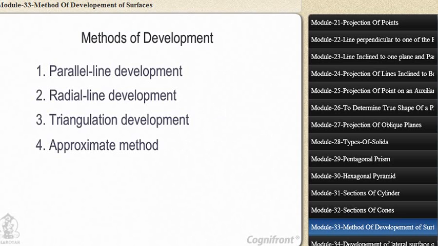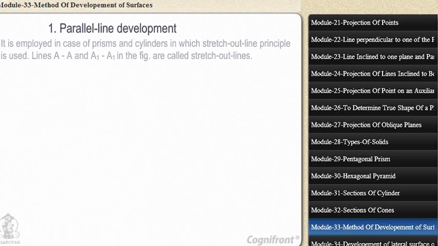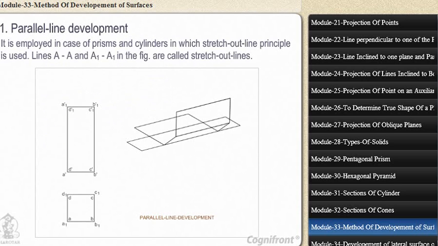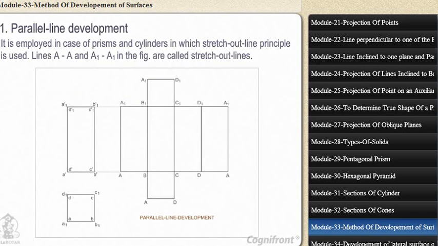Methods of development of surfaces. The following are the principal methods of development of surfaces. 1. Parallel line development. It is employed in case of prisms and cylinders in which stretch out line principle is used. Lines AA and A1A1 in the figure are called the stretch out lines.